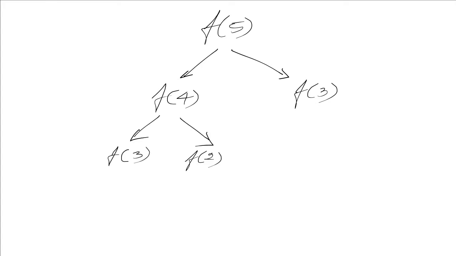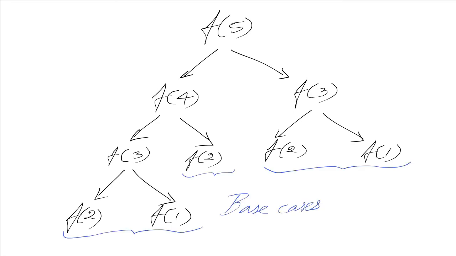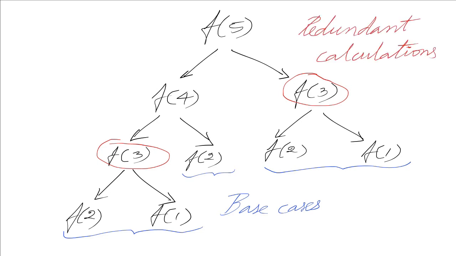F of 4 makes two calls, f of 3 and f of 2. F of 3 makes two more calls. We reach the base cases. F of 3 makes two calls. You can see redundant calculations.